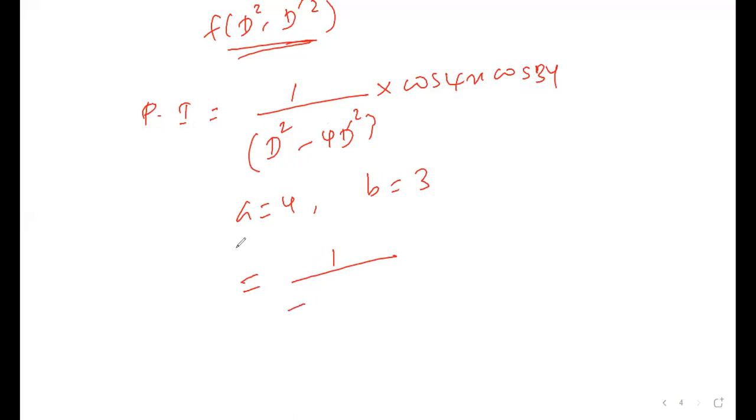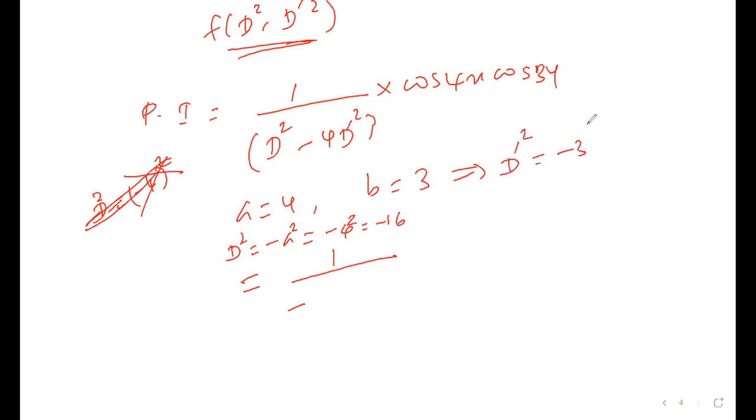So d squared will be minus a squared, so minus 4 squared, this will be minus 16. Be careful, put the minus. Don't take it like d squared equals minus 4 whole squared, which will be plus. You have to take only a squared and the negative comes before that. Similarly, d dash squared will be minus 3 squared, this will be minus 9. So you just transform whatever is here. This will be minus 16 minus 4 times minus 9, times cos 4x cos 3y.